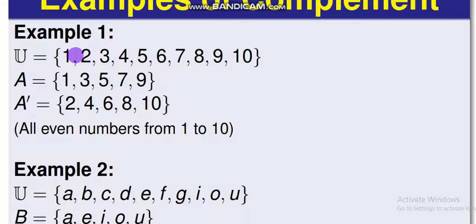So 1 is here, I don't take it. 2 is not here, I take it. 3 is here, I don't take it. 4 is not here, so I take it. And then 5 is here, I don't take it. 6 is not there, so I take it. 7 is here, I don't take it. 8 is not there, so I take it. 9 is here, I don't take it, but 10 is not there, so I have the set. And the set, remember, set is a collection of well-defined objects, right? So you can see that this set are all even numbers, so all even numbers from 1 to 10.